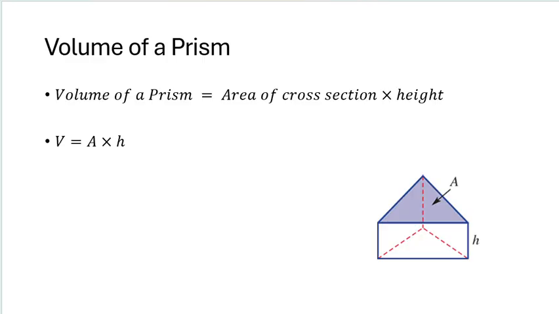Alright, so how do we generically find the volume of a prism? It's very straightforward. There's a formula here. You've got area of cross section times height. As you can see, the cross section is the letter A. So this is your cross section, and then the height of the prism itself.